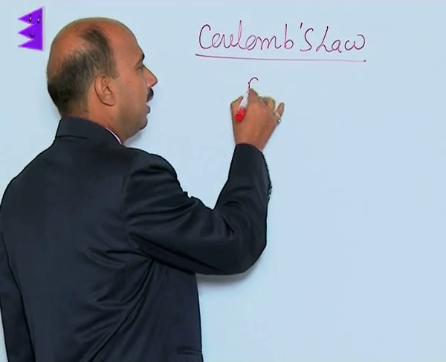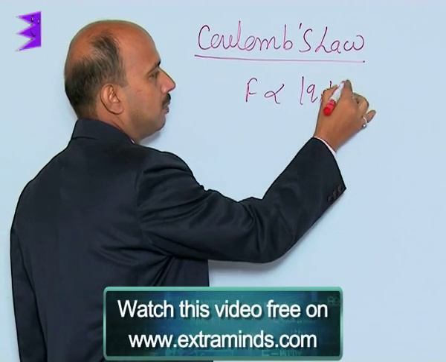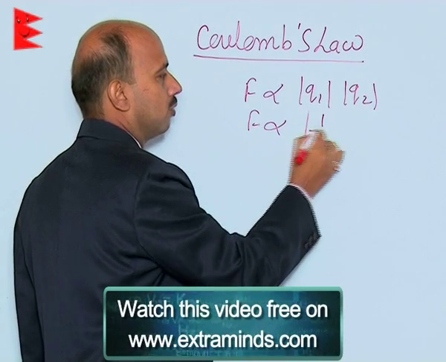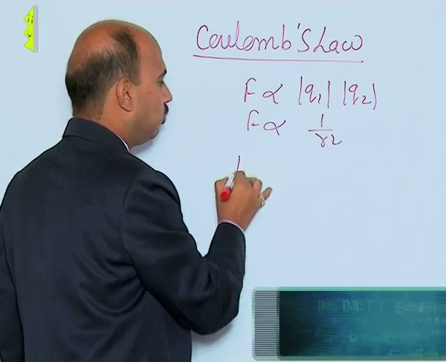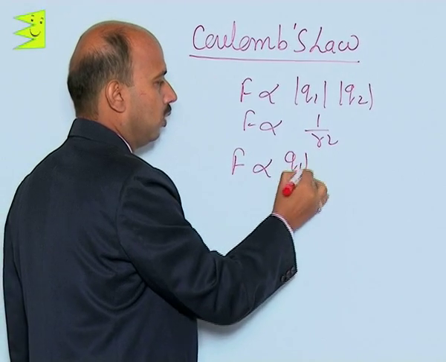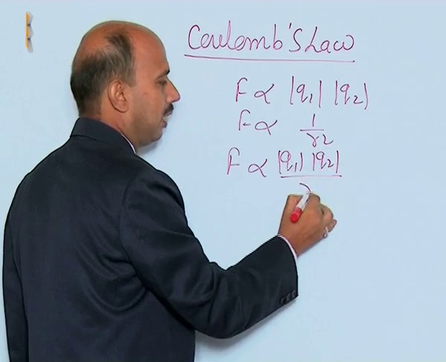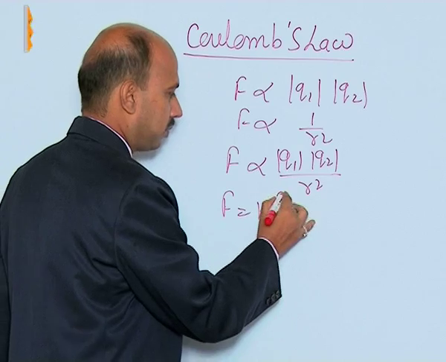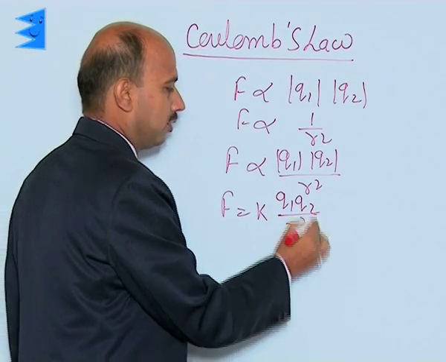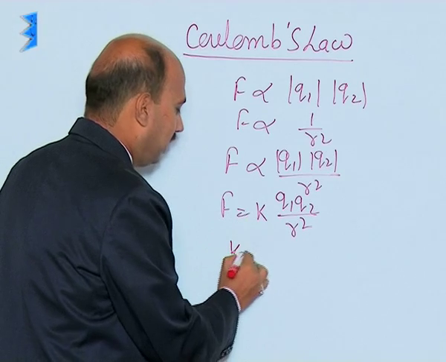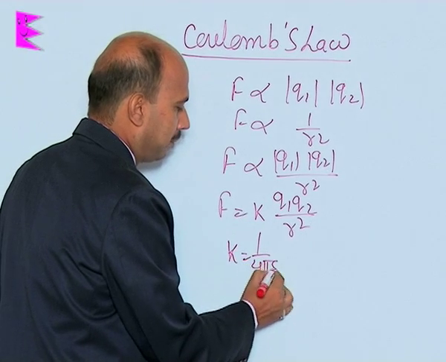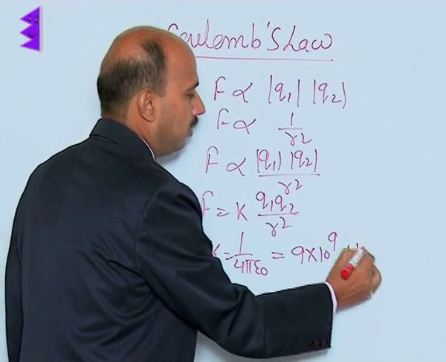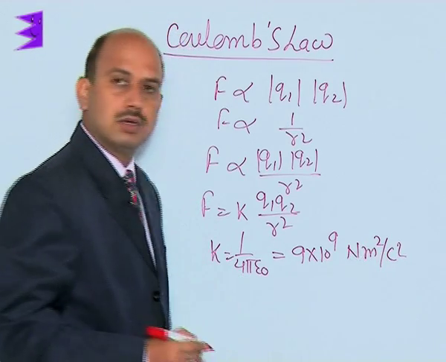So now we have written F is proportional to the product of the magnitude of the charges and proportional to 1 upon r square. We can combine these two and write F is proportional to q1 q2 divided by r square, or we can write F is equal to k, where k is a proportionality constant, times q1 q2 upon r square. Value of k is 1 upon 4 pi epsilon naught, that is 9 into 10 raised to power 9 Newton meter square per Coulomb square.